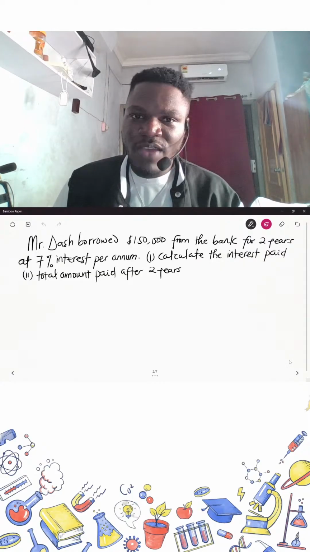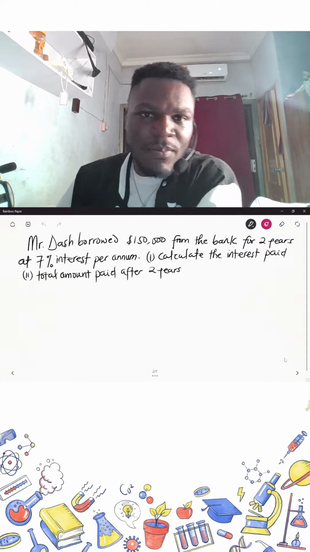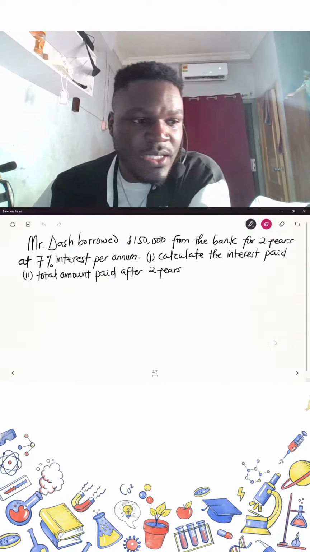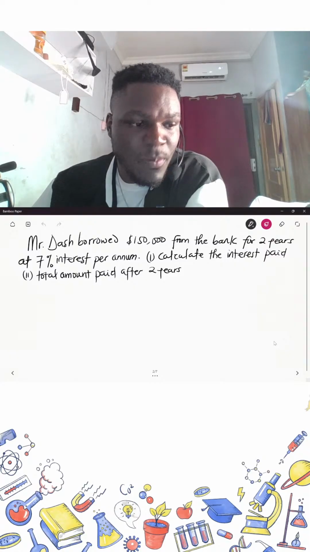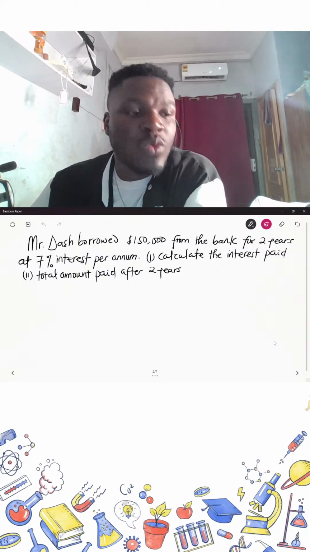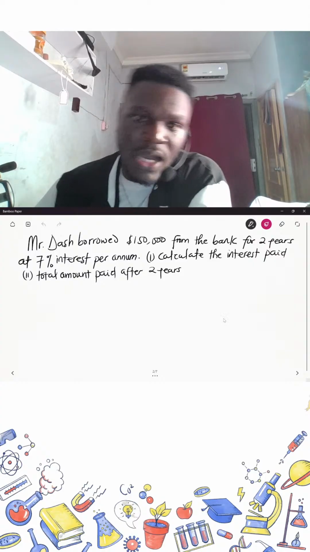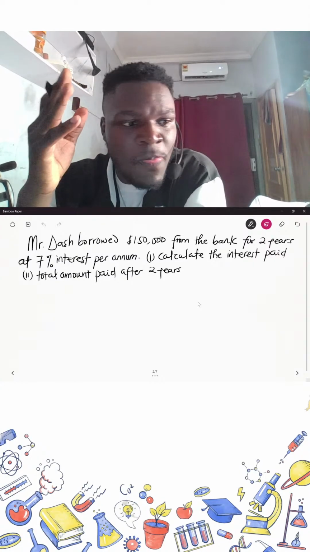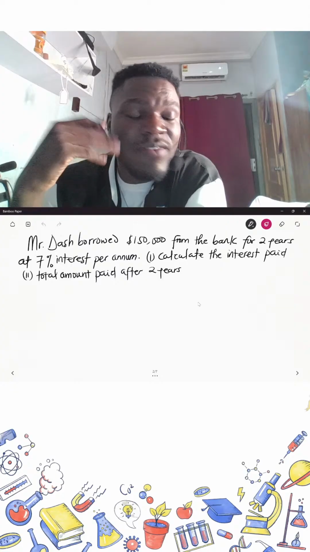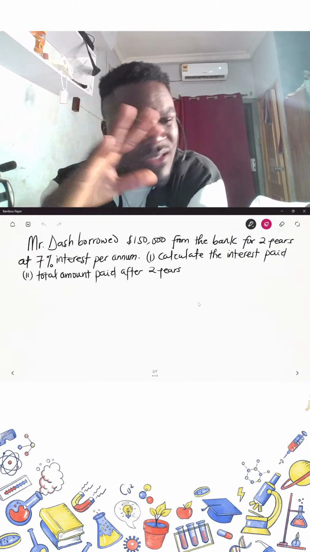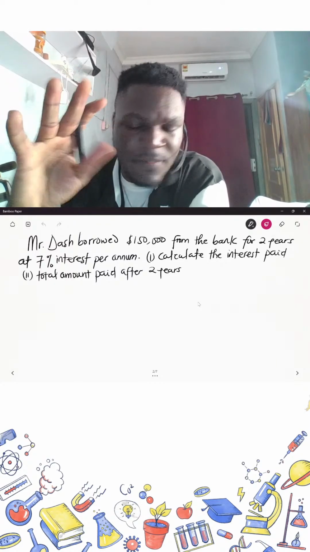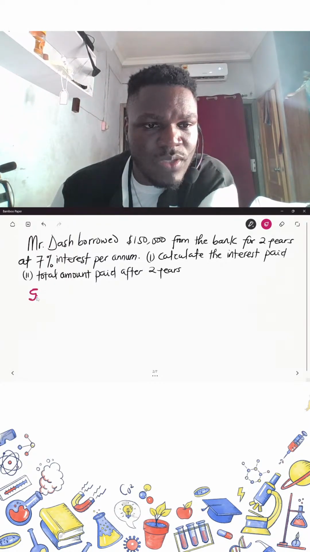All right, so we have here a question. Mr. Dash borrowed $150,000 from the bank for 2 years at 7% interest per annum. So we have to calculate the interest paid at the end of the 2 years, and then the total amount paid after the 2 years. Are we okay? So this is a very simple question on simple interest. Like I said, these questions are very easy. Okay, so let's write the solution to this problem.